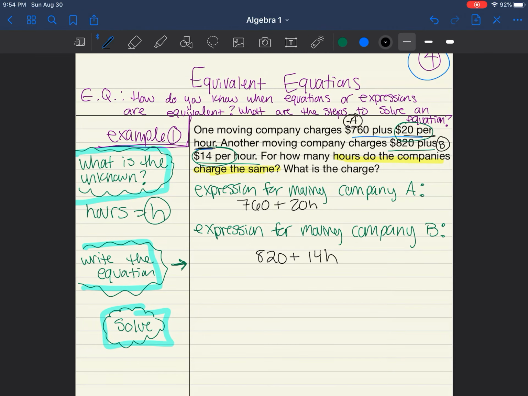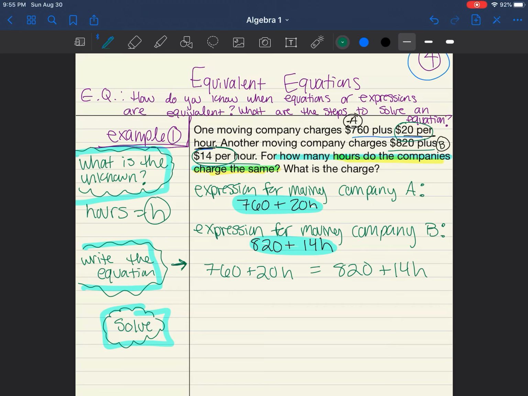So now we want to write the equation. So it's important to realize, does the problem tell us how these expressions interact? Well, right here when it says how many hours do the companies charge the same, it wants us to figure out when these two expressions are the same. So when we hear the same in math, we want to think equal. So our equation is going to be 760 plus 20H is equal to 820 plus 14H.